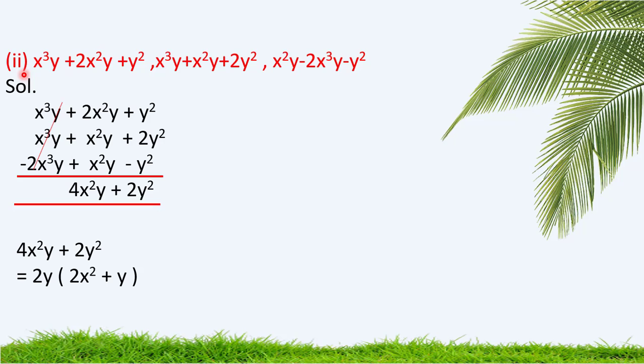The second part of question number 4 is given over here. We have to add these three algebraic expressions. So firstly, we will write this algebraic expression as it is. After that, we will write this algebraic expression as it is. Observe that like terms are just below the like terms.